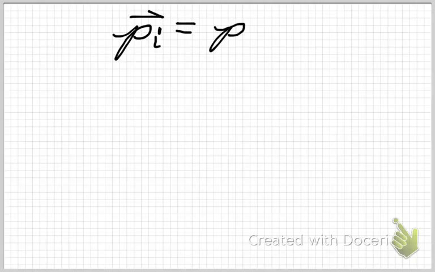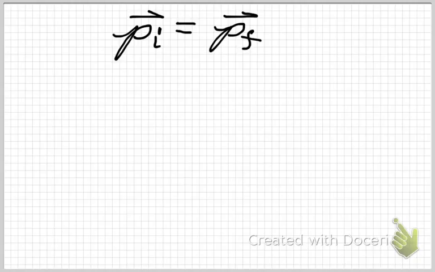This time I'm going to find the mass of object number 1 that is going to have an inelastic collision with another object. So I'm going to use conservation of momentum. So my momentum initial is going to equal my momentum final.